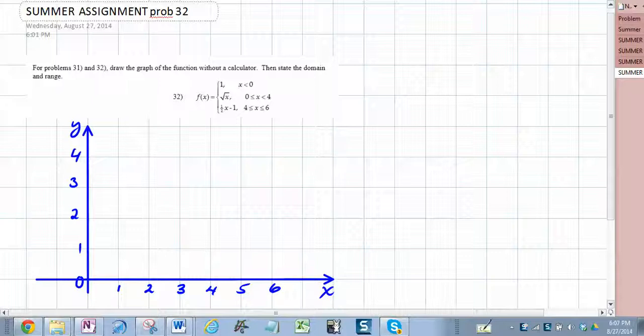What I recommend doing is you look at each curve or line that you have to graph. Let's start with the first one.